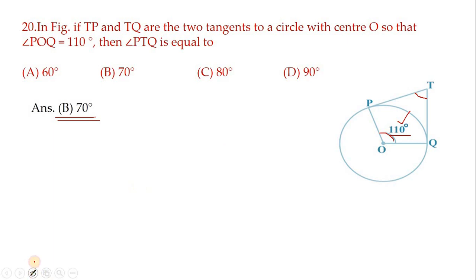So it is applicable for this also, children. In case they have given the angle between the tangents and asked to find the angle between the radii, in that case also, the measurement they have given for the angle between the tangents, subtract that measurement from 180 degree, and whatever answer you get will be the angle between the radii.